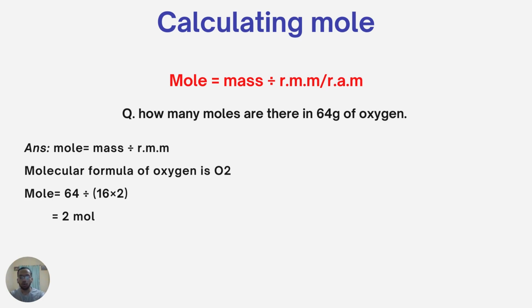So we know the molecular formula of oxygen is O2. So 64 divided by 16 × 2. 64 is the mass of oxygen, and 16 is the mass number of oxygen. We have to multiply that by 2 because there are 2 oxygen atoms, and that would give us an answer of 2.